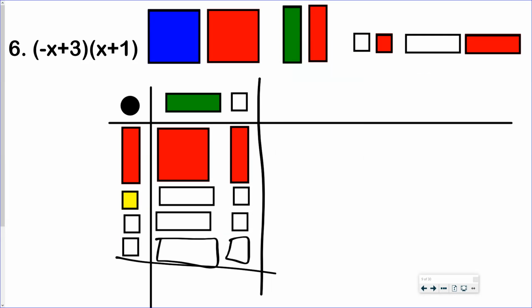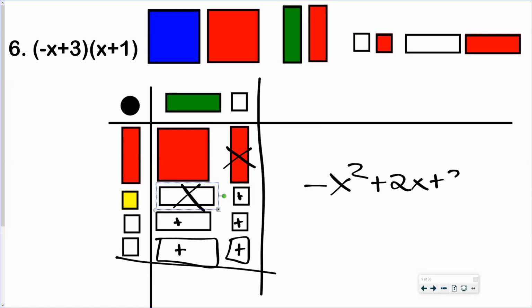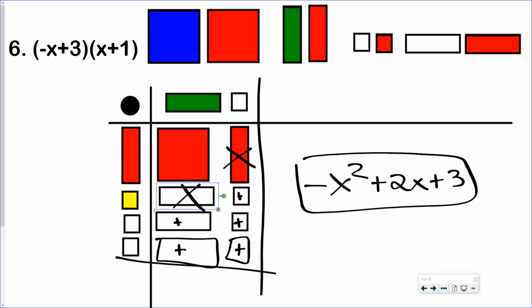All right, let's take a look at what we got here. I have a negative x squared. Let's see, I have a 0 pair here because I got a positive x here and a negative x. Those cancel, leaving me with positive 2x. And then I have 3 positive constants, so that gives me positive 3. And that's my answer.